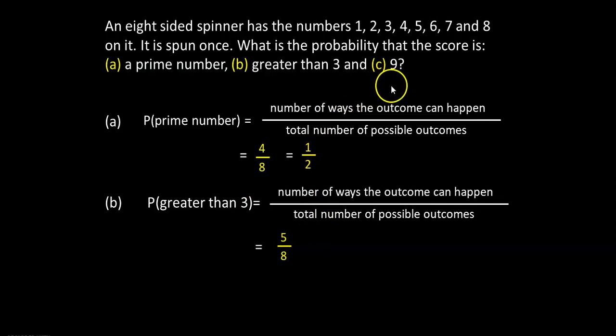And let us look at the last one. What is the probability that the score is 9? The score can only be from 1 to 8. It is not possible to get 9. So the probability of getting a 9 is 0, because it is impossible.